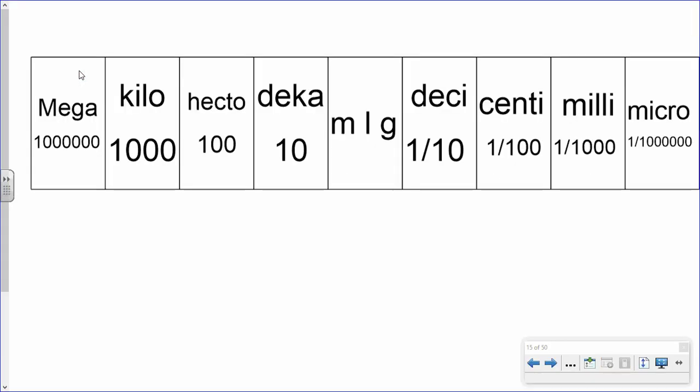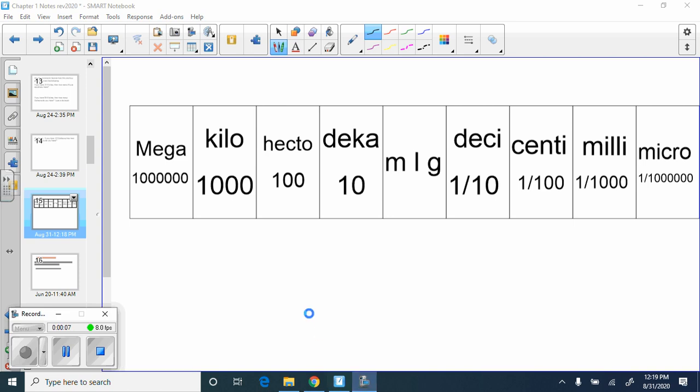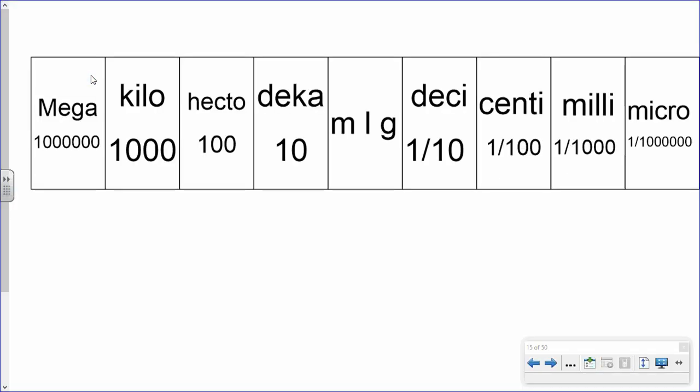Hello everyone, here is a video on the metric system, and I wanted to take a moment and talk about the metric system before we get into metric conversions. So as far as the metric system goes, I've given you on this slide a breakdown of how the metric system looks. What you see in front of you are these funny words: mega, hecto, deci, milli. Those are all what are called metric prefixes, okay?